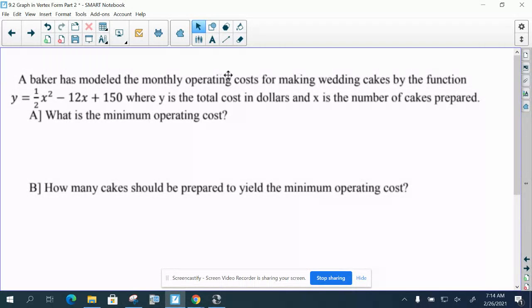So this first example says a baker modeled the monthly operating cost for making wedding cakes by the function, where y is the total cost in dollars and x is the number of cakes prepared.